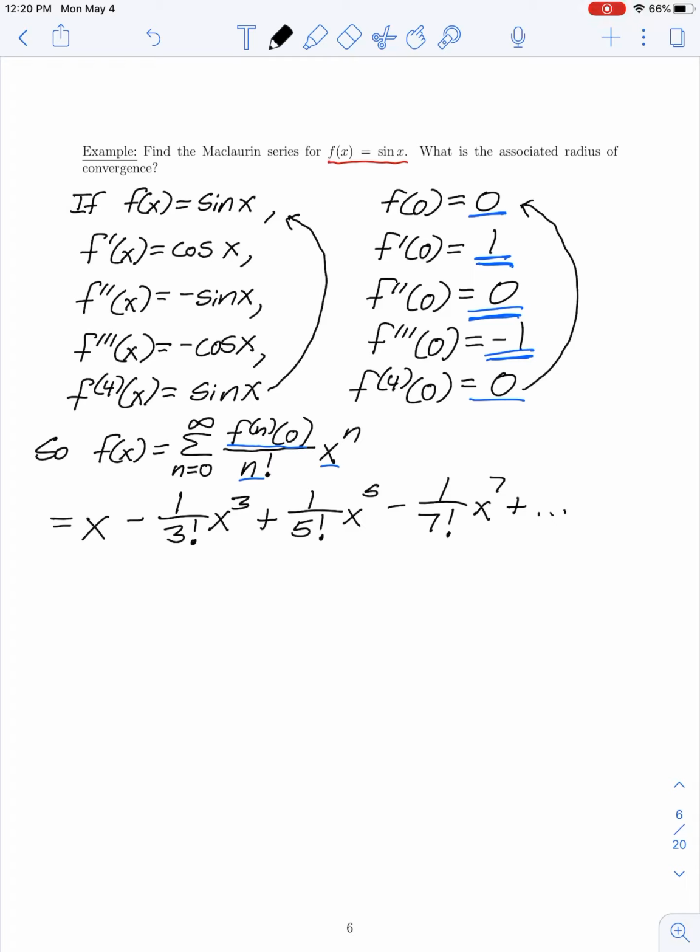But at this stage, we start to see a pattern emerge for our series. So let's see if we could write this using the sigma notation. So here we would have the sum from n equals 0 to infinity, and let's see if we can come up with a pattern here. So notice that, first of all, these terms that we've written out for our Maclaurin series are alternating in sign. They're positive, negative, positive, negative, positive, and so on.